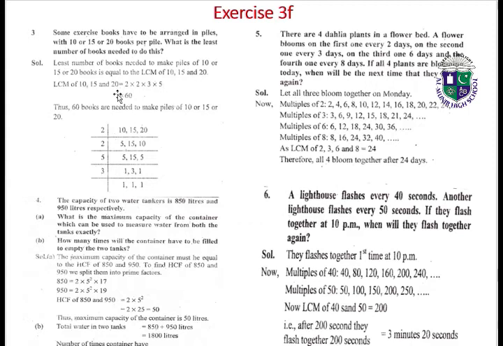10, 15 and 20: 2 multiplied by 2 multiplied by 3 multiplied by 5. 2 twos are 4, 4 threes are 12, 12 fives are 60. Thus 60 books are needed to make piles of 10, 15 or 20. Dividing 10, 15, 20 by 2: 5, 15 carry down, and 10. Divide by 2 again: 5, 15 carry down, 5. Then divide by 5: 1, 3, 1. Then by 3: 1.